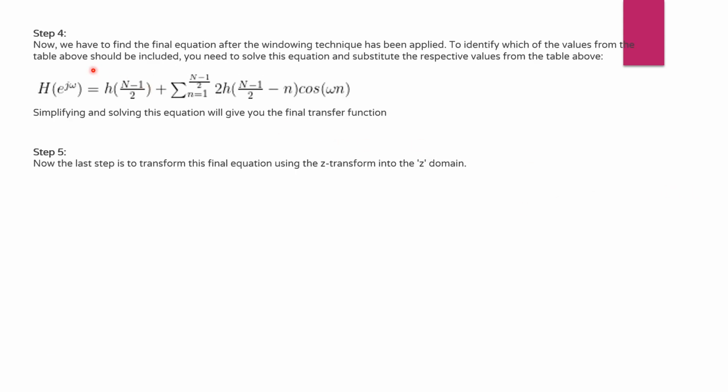The next step is to find out the final equation after the window technique has been applied. To identify which of the values from the table should be included, we need to solve this equation and substitute the respective values from the table above. After simplifying and solving this equation, we will be getting the final transfer function. And the last step is to transform this final equation using the Z transform into the z domain.